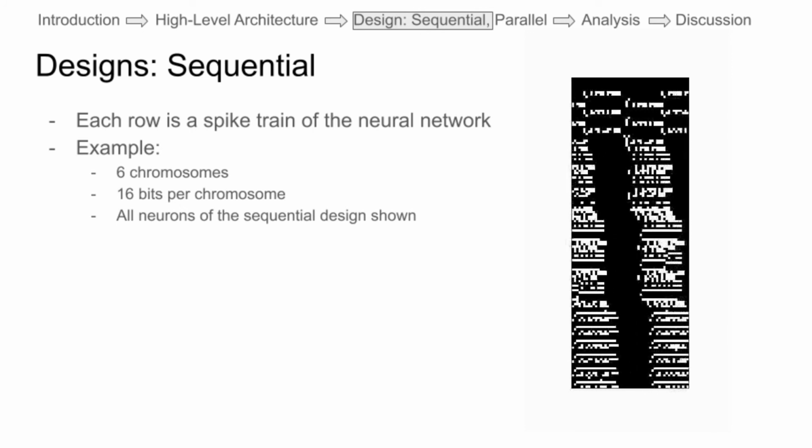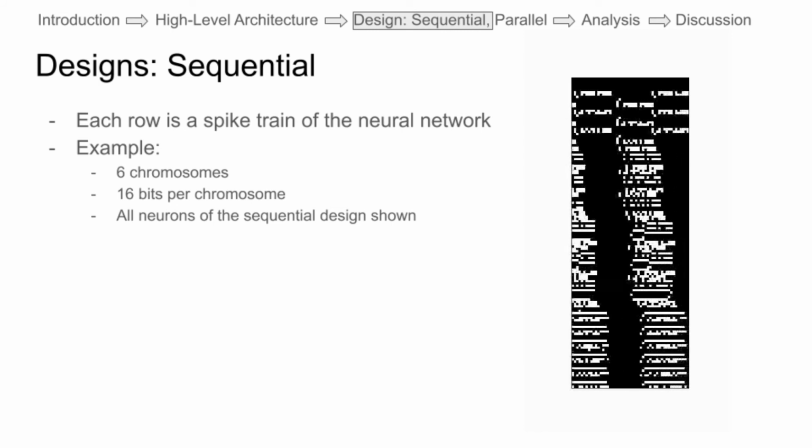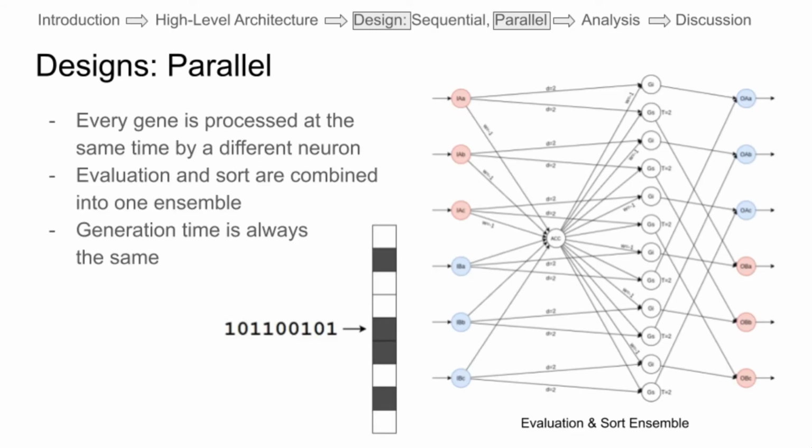So here we have the parallel design. Every gene here is processed in one time step by a different neuron. So the full chromosome is processed in one time step as opposed to over time in the sequential design. This of course requires more space because it needs many more neurons and also more connections to process the chromosome. But the generation time is always the same no matter how long the chromosomes get, because everything is processed at once.